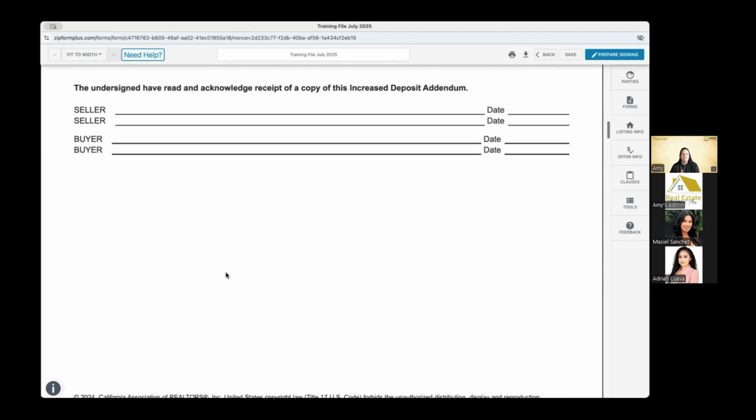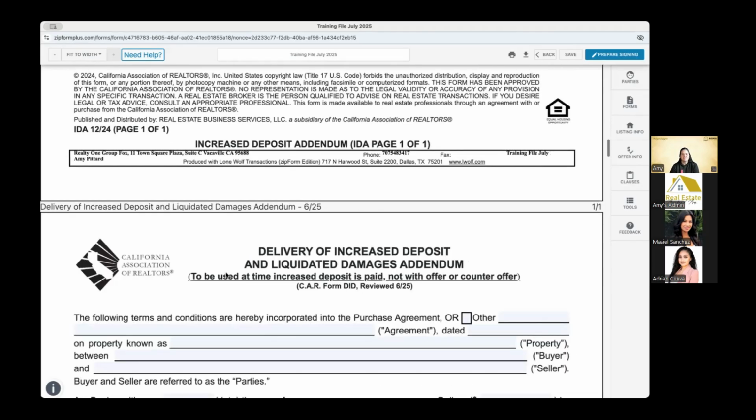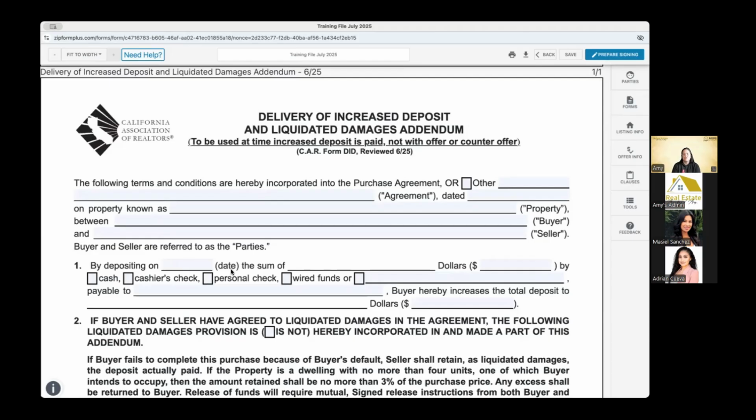All right, moving right along. Again, this couples well with this delivery of increased deposit form. So this one and the IDA, or the increased deposit addendum, go well together. This is not to be used at time of offer or counter offer. This form gets used when the deposit's actually made to escrow.